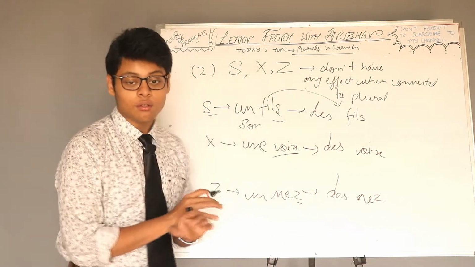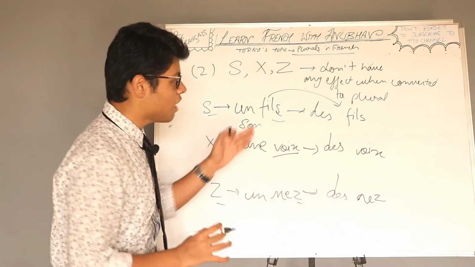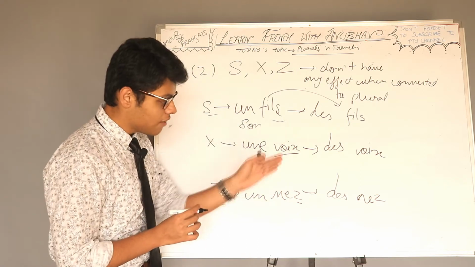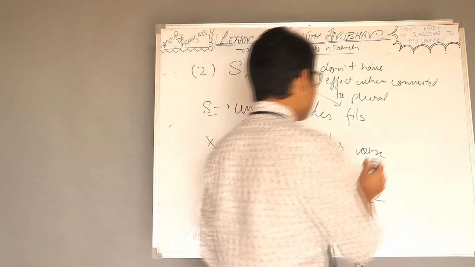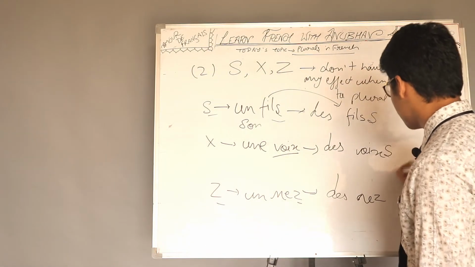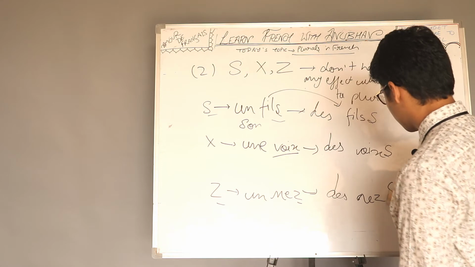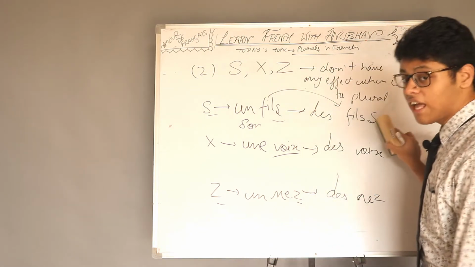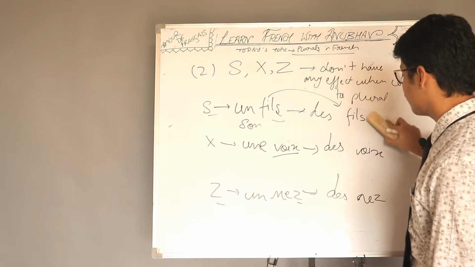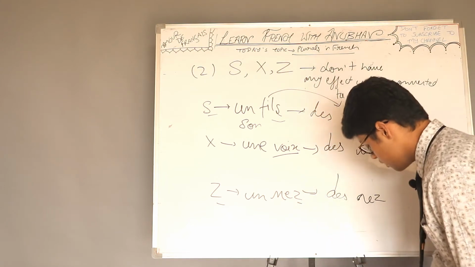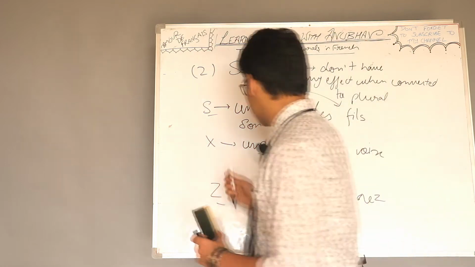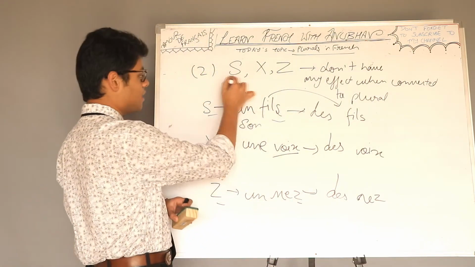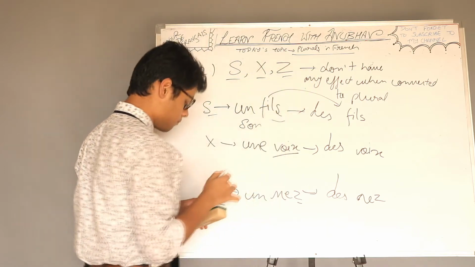See, no effect to the word at all. We wrote fils, we are writing fils in plural. We wrote voix, we are writing voix only. We wrote nez, we are writing nez only. It's nothing like an extra s gets added here or here or here. No. Adding an extra s after fils is wrong. There will be no effect at all in the words ending with S, X and Z.